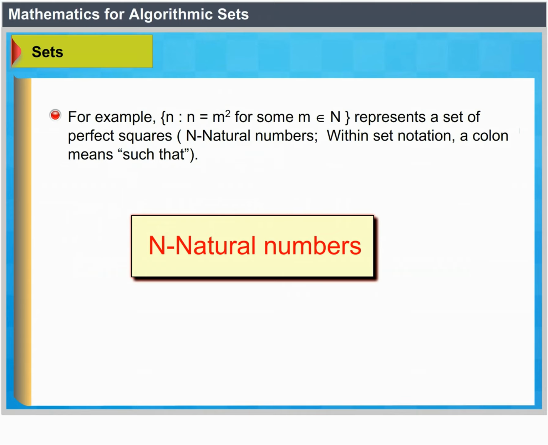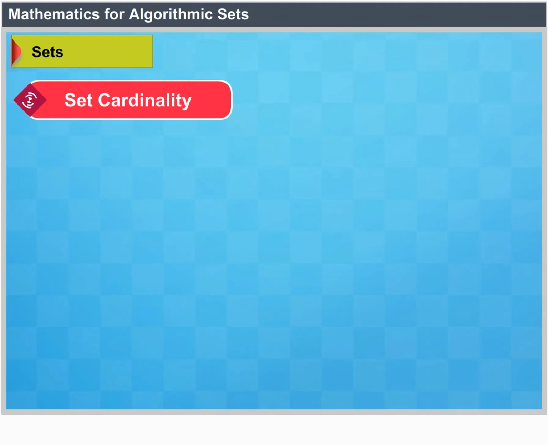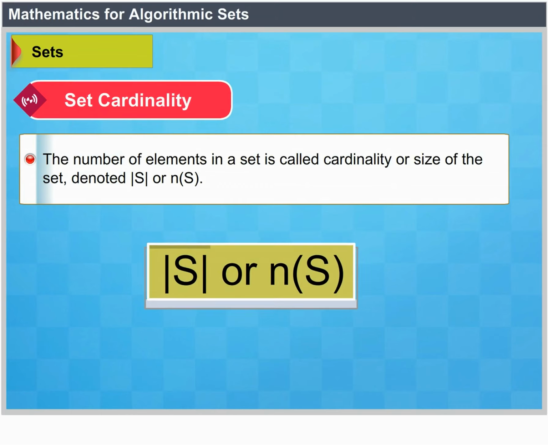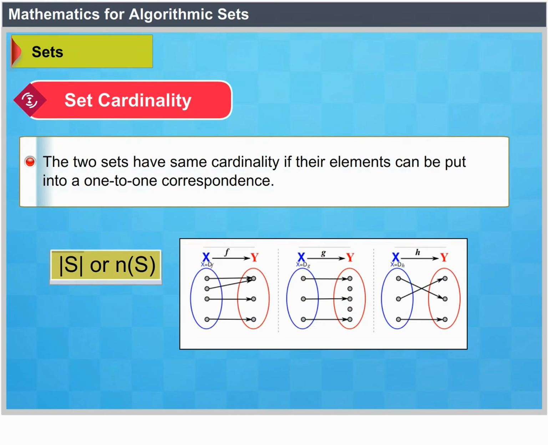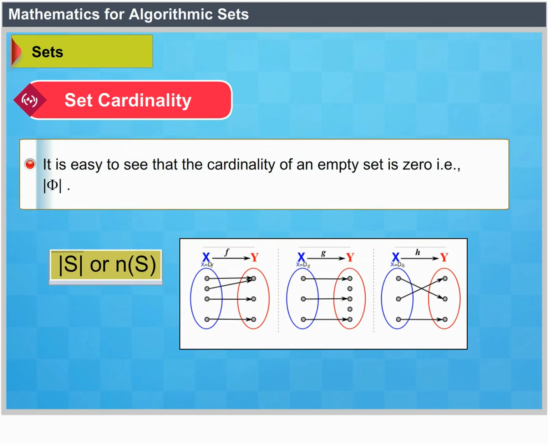Set cardinality. The number of elements in a set is called cardinality or size of the set, denoted modulus of S or n of S. The two sets have same cardinality if their elements can be put into a one-to-one correspondence. It is easy to see that the cardinality of an empty set is 0, that is, modulus of phi equals 0.